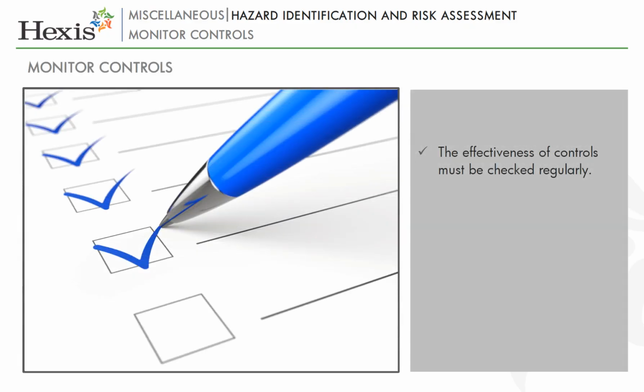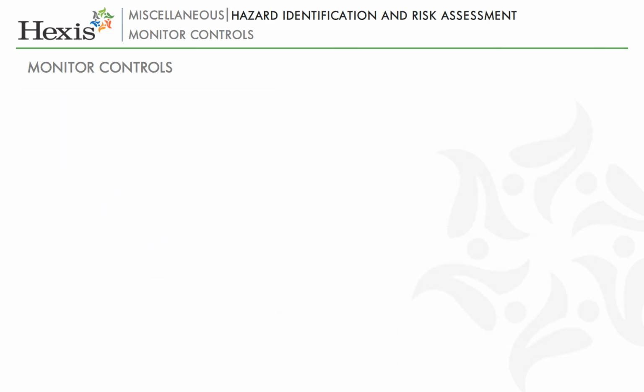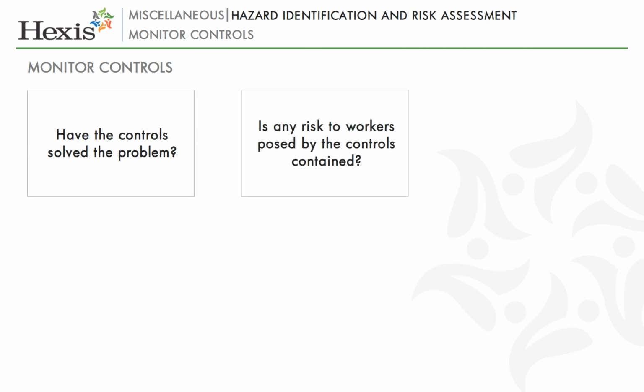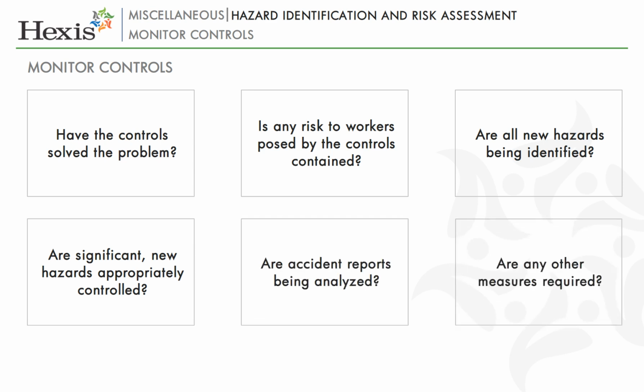The effectiveness of controls must be checked regularly. Evaluate and monitor hazard controls during inspections, routine maintenance, and other activities. Ask the following questions. Have the controls solved the problem? Is any risk to workers posed by the controls contained? Are all new hazards being identified? Are significant new hazards appropriately controlled? Are accident reports being analyzed? Are any other measures required? Document control activities to track their effectiveness. If necessary, re-evaluate hazards and implement new control measures.